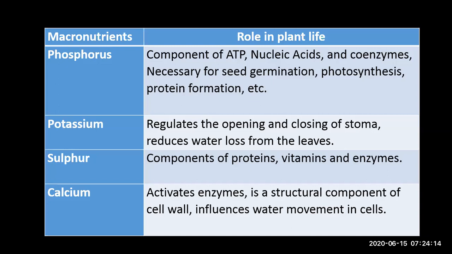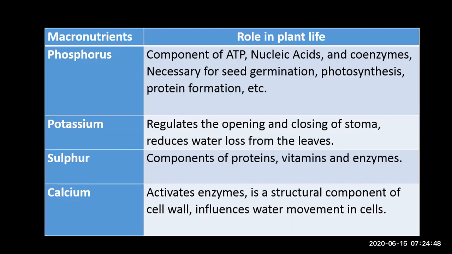We haven't studied ATP yet, but we know that ATP is the energy packet. So phosphorus is present in that energy structure. We will discuss it in 7th chapter. And it is a very essential component of ATP. And it is also present in nucleic acids and coenzymes. Nucleic acids, I have told you before, are present in DNA and RNA.